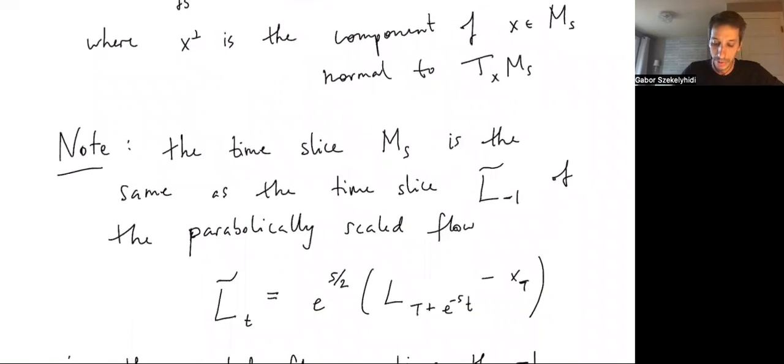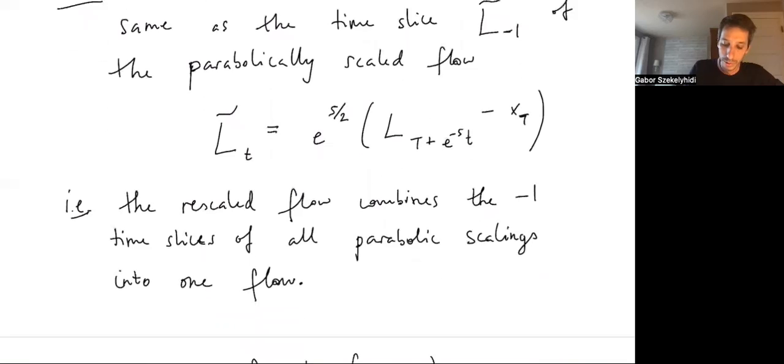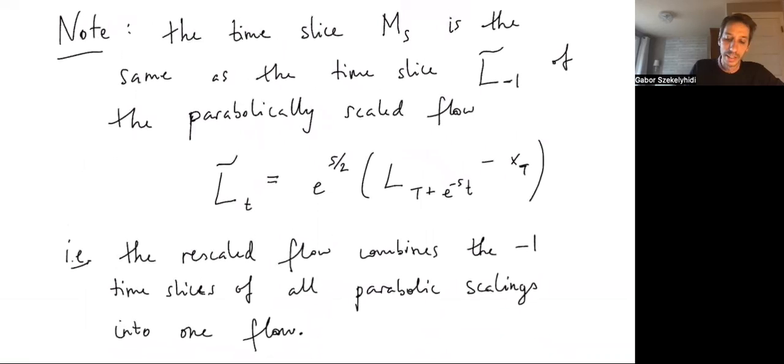Okay, so as I said, the different time slices M_S can be viewed as the -1 time slices of a certain rescaling L tilde. Here you can see the formula precisely. If you fix S and you now consider this rescaling L tilde sub t given by this formula, then the t equals -1 slice of this, so this is a parabolic rescaling for any fixed number S, and the -1 time slice of this is exactly this S time slice of the rescaled flow. So you're combining all of these -1 time slices of all the parabolic rescalings into a single flow. The effect of this is that the tangent flow is extracted as limits of this rescaled flow as S goes to infinity.